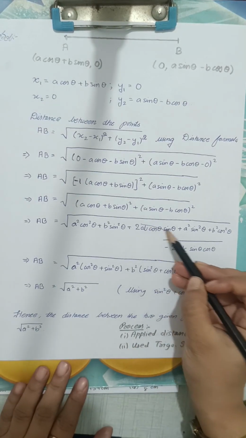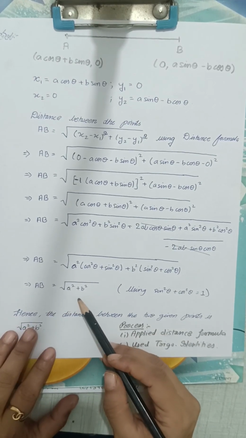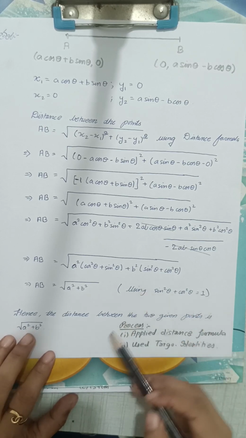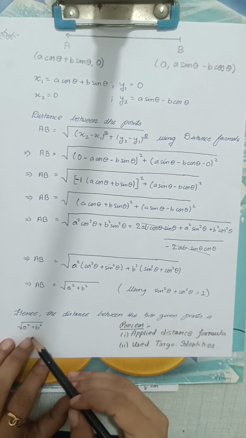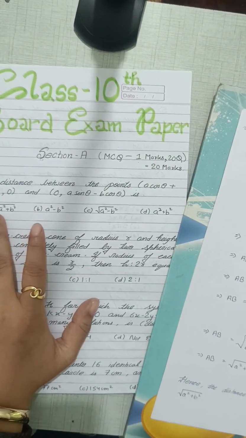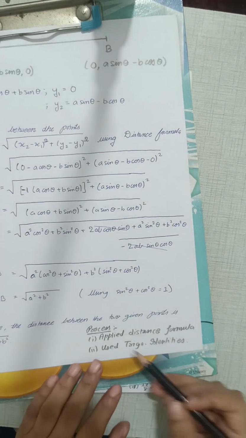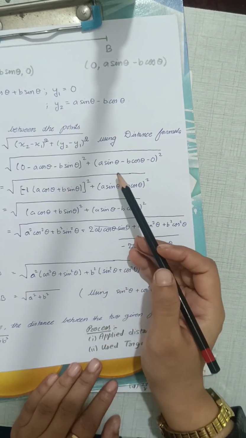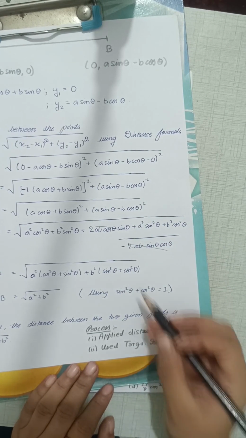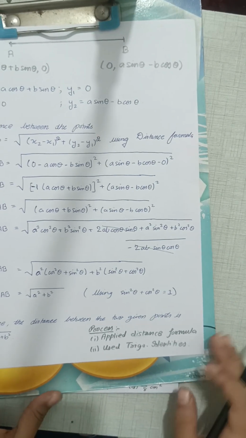What I can write here, these two are getting cancelled, right? So now AB is equal to under root of a square plus b square. How? Because we know that sine square theta plus cos square theta is equal to 1. So hence the distance between these points is under root of a square plus b square. So here the first option is correct. Now students, what process have we applied here? Firstly, we applied the distance formula. Then we applied (a plus b) whole square and (a minus b) whole square. And we also applied the trigonometric identity. By seeing this process, we can understand that only 3 steps are done here.